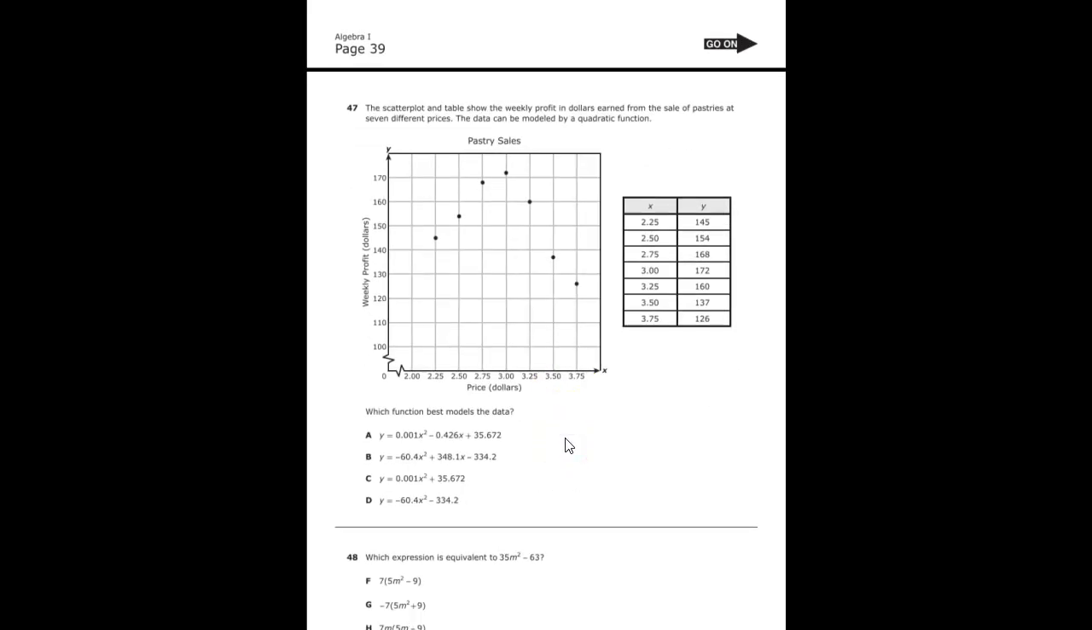Number 47, the scatter plot and table show the weekly profit in dollars earned from the sale of pastries at 7 different prices. The data can be modeled using a quadratic function. Which function models the data?